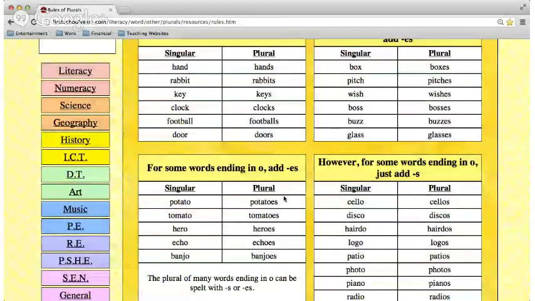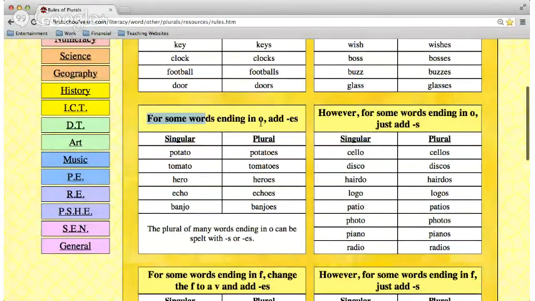And Hamdi, let me have you read through these singular and plural forms. So, for some words ending in O, we add ES as well, and these would be some of those words. Please read through this chart. Potato, potatoes, tomato, tomatoes, hero, heroes, echo, echoes, banjo, banjos. All right. Almost. Let's practice some of these.